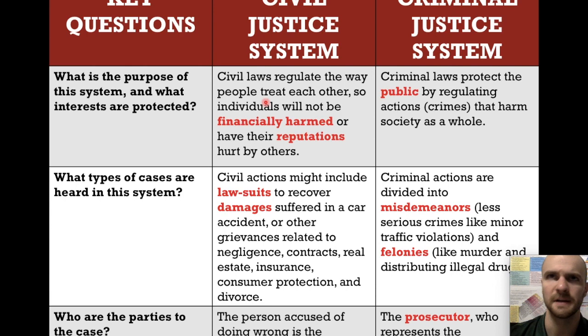So I want you to think of an instance in which you have a car accident. So person A ends up getting into a car accident with person B. Person B ends up hurting his or her neck. Person B would file a lawsuit against person A, even if person A, let's say, wasn't breaking any laws. So, what types of cases are heard in this system?